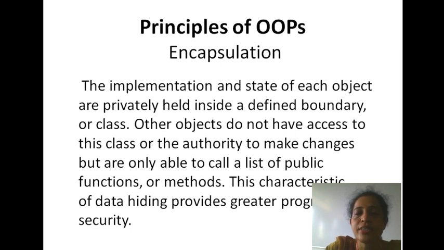So encapsulation gives one bounded region where we can define the properties of one object, a real-world entity, and we have the authority to make changes in the properties. For example, anyone can define the properties of a car, like the chassis number, number of wheels, seating capacity, then mileage.